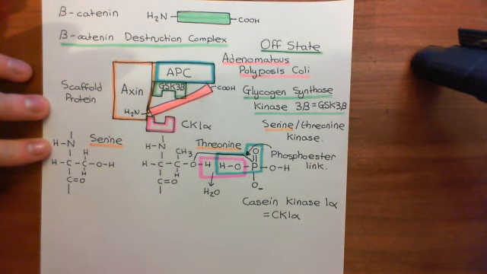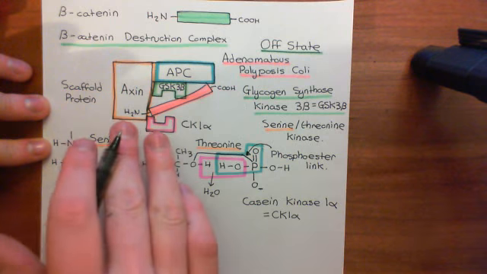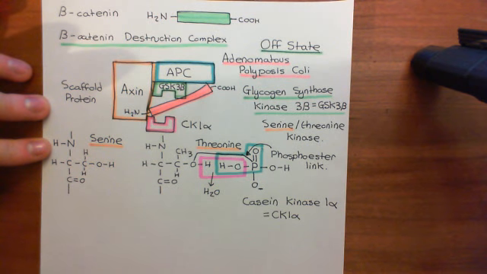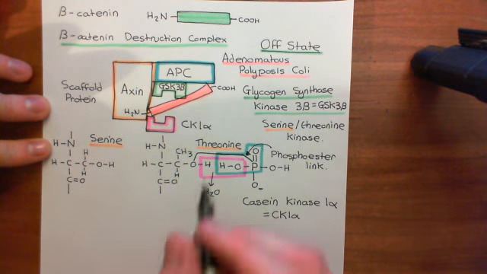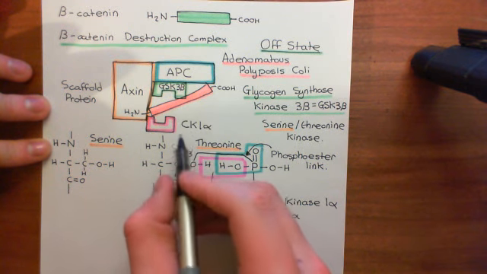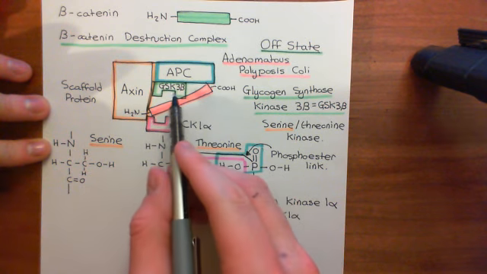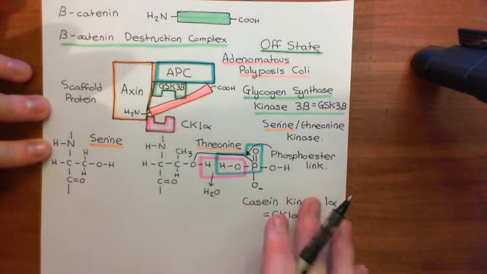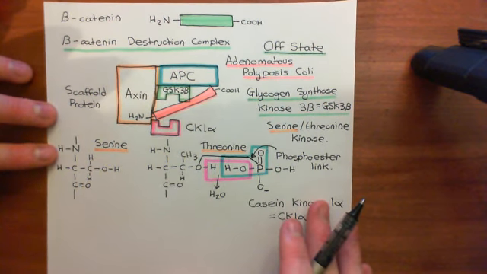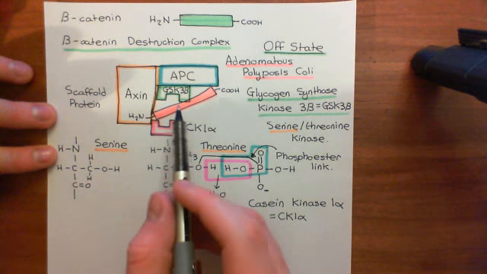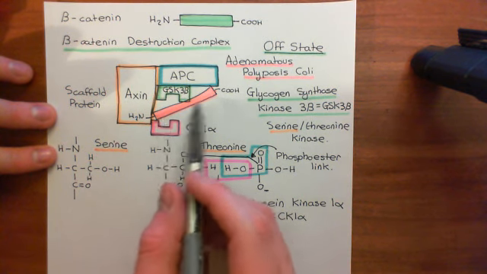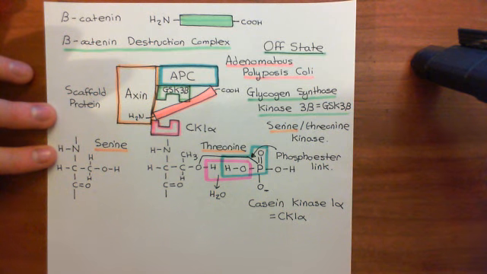So it's going to bind to the beta-catenin destruction complex, and then what's going to happen is our serine threonine kinase enzymes, which we've got here, which are the casein kinase 1 alpha enzyme and also our glycogen synthase kinase 3 beta enzyme, are going to phosphorylate serine and threonine residues on this beta-catenin protein.